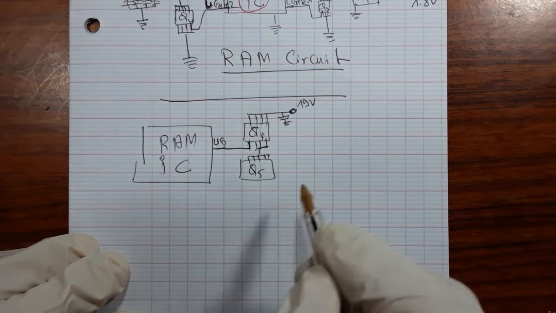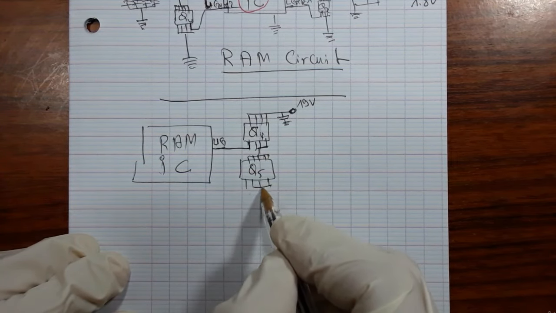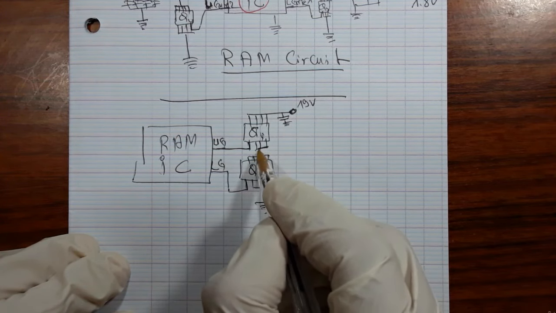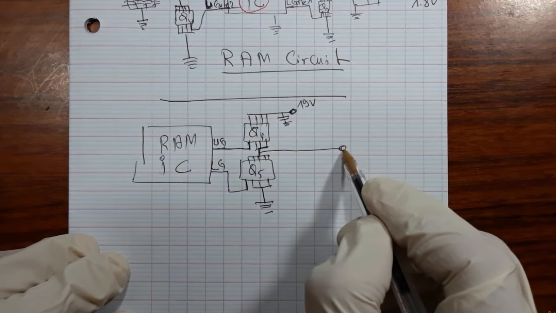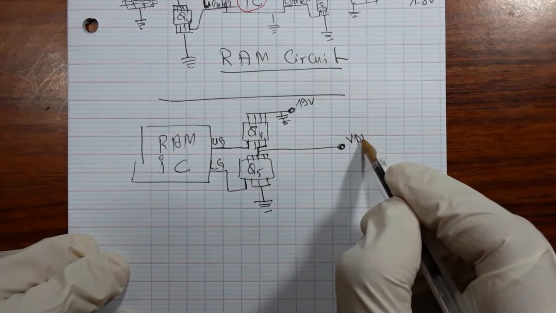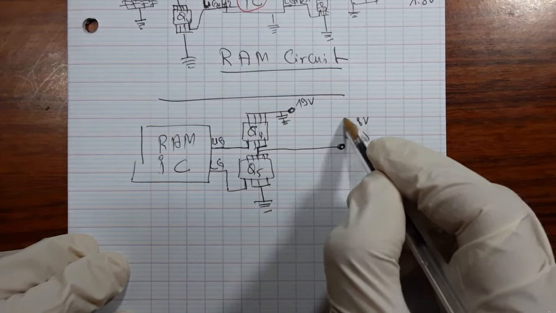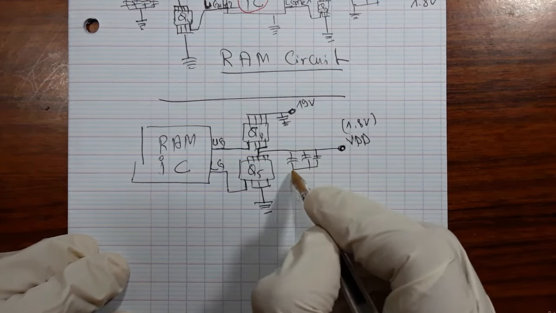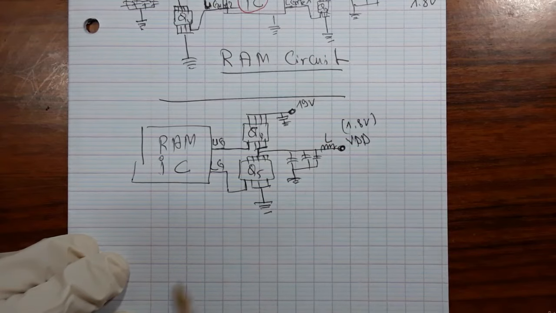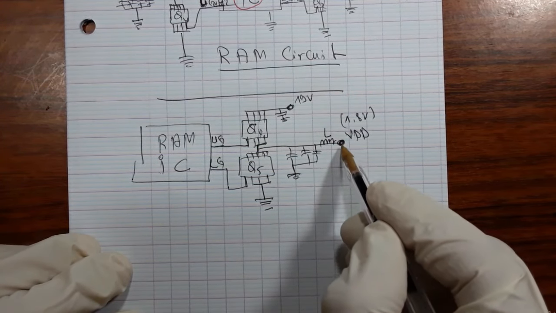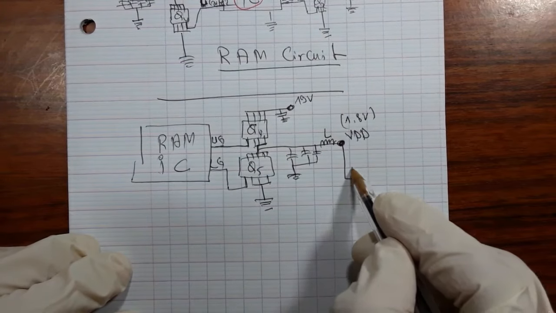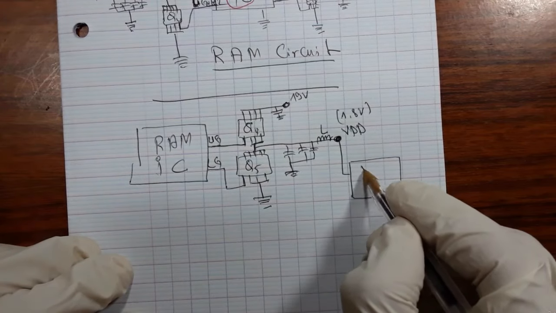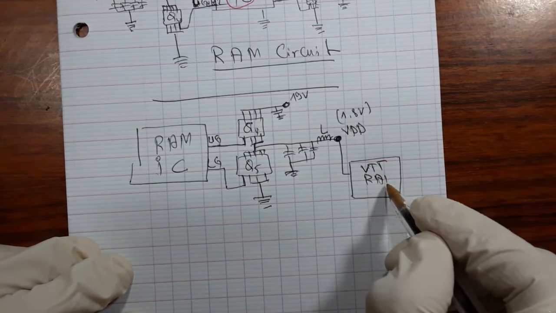This is the upper gate. And here, of course, the source will be connected to the ground, and we have here the lower gate. And here we will get the VDD, 1.8 volt VDD. Of course, here we have capacitors, as we always see. We have ground here, and a coil. So this VDD will be applied to another IC. As you see, this is the VTT RAM IC.